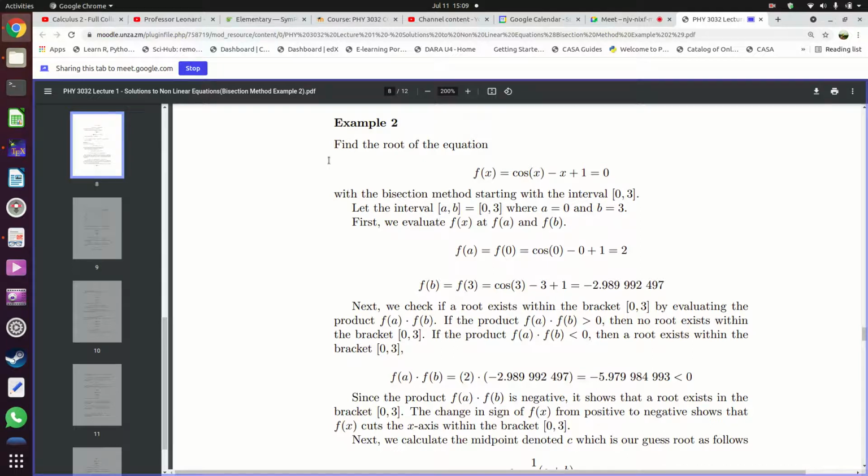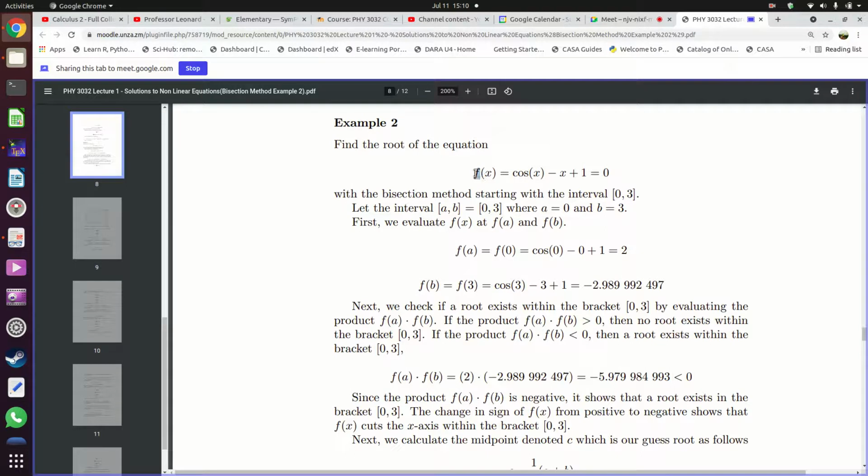The first thing you're supposed to be aware of: the question says find the root of the equation f of x equals cos x minus x plus 1 equals 0. So we want to find the value of x for which this function has a root in the interval 0 to 3.